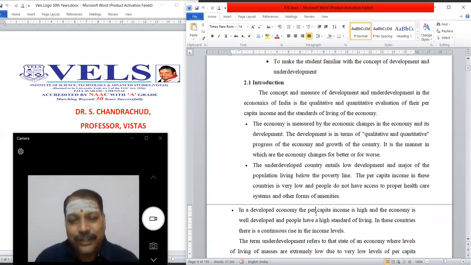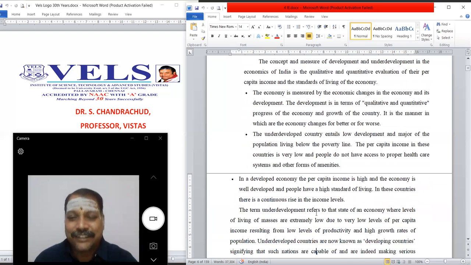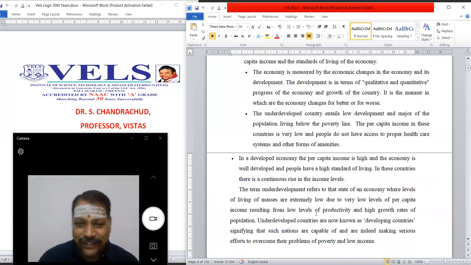So now let me define the term underdevelopment. The term underdevelopment refers to that state of economy where the levels of living of masses, here masses means the public, are extremely low due to a very low level of per capita income, which results in a low level of productivity and a high growth rate of population. These are the two indicators: one is low productivity, the other is a high growth rate of population. Because of these two, there will be a low per capita income.